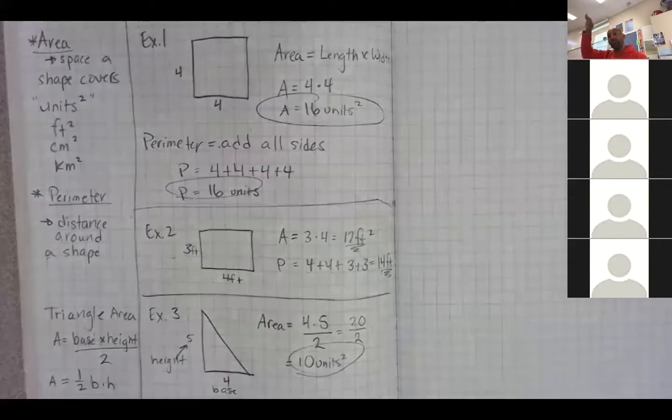So you just need the height of the triangle. You need how long is the bottom of the triangle. And multiply those 2 and then divide by 2.